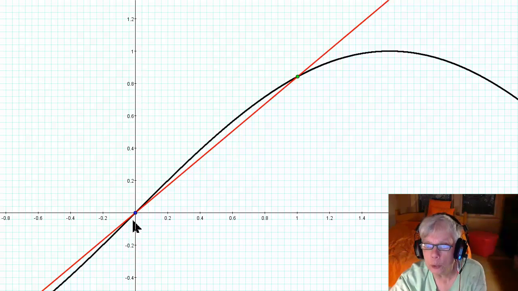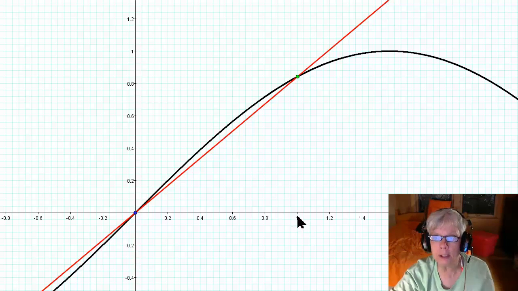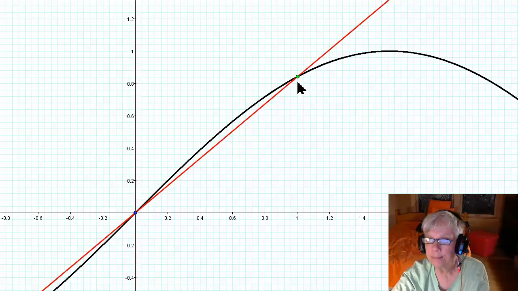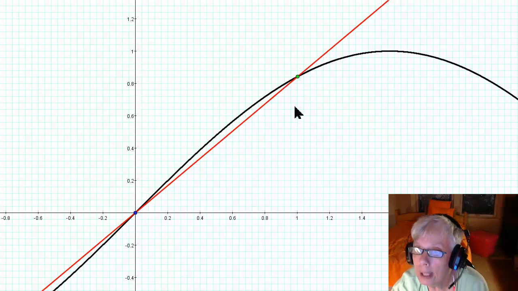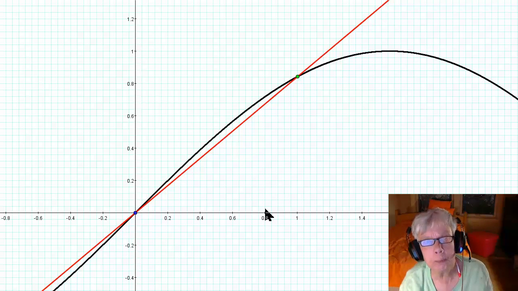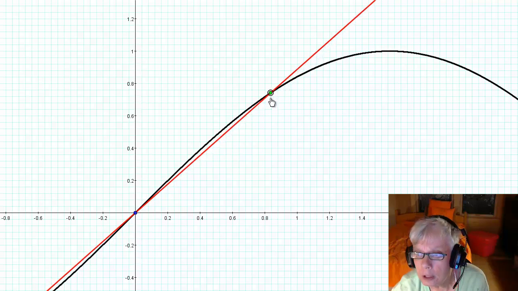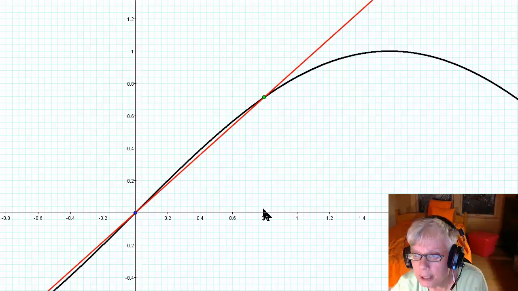This distance between the two x coordinates is called h. And clearly in this case, h equals 1. That clearly is the distance between the two x-coordinates of the two points that are colored in here. One is blue, one is green. Okay, now, h is 1, but what if h got smaller? For instance, what if h became 0.8? Its distance was 0.8 rather than 1. That would pull this point along the curve that way.